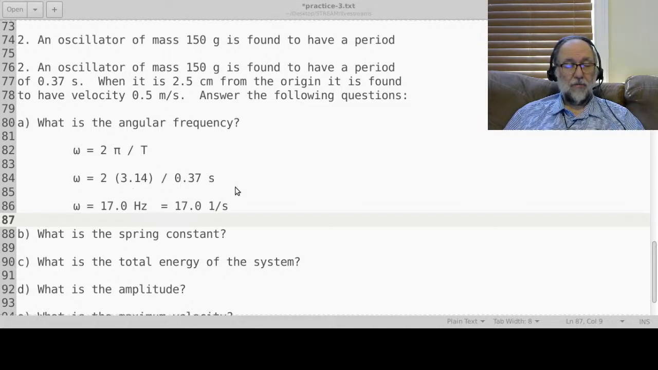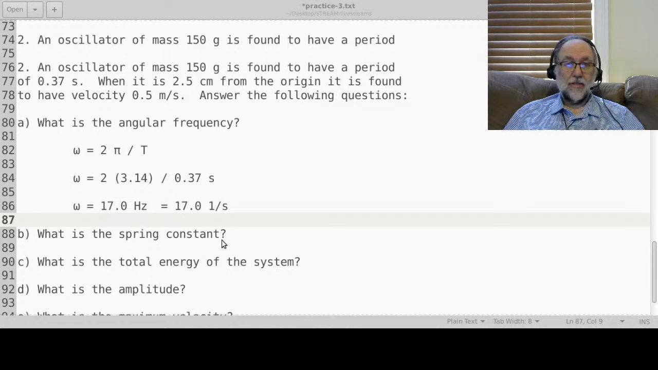The period, I tell you, is 0.37 seconds, and that's going to give you 17.0 hertz, or equivalently 17 per second. Okay. All right, well, that answers the first one, and sometimes I lead you on in the questions so that I show you the steps, but if I don't, you might still have to just calculate omega, realize that you're going to need omega for the next steps, okay?